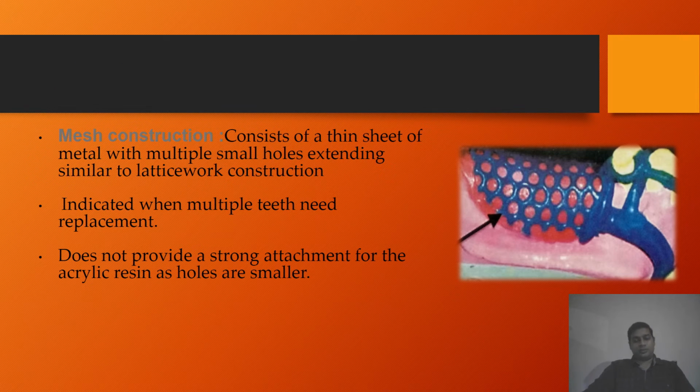Mesh type of minor connector. Here it is a thin sheet of metal with small holes. The extension is similar to the lattice type of minor connector. It is also indicated when multiple teeth are to be replaced. Compared to the lattice type, the mesh type does not provide as strong an attachment between the acrylic resin and the denture base minor connector.